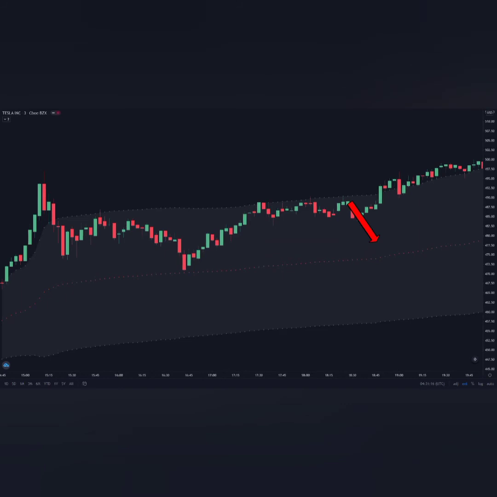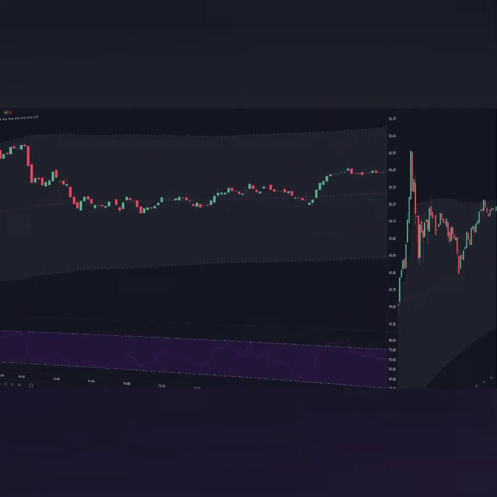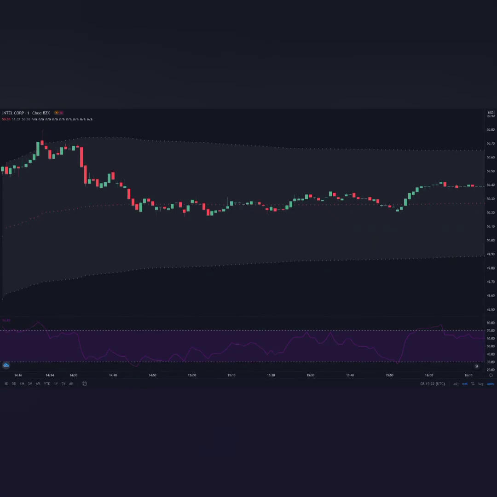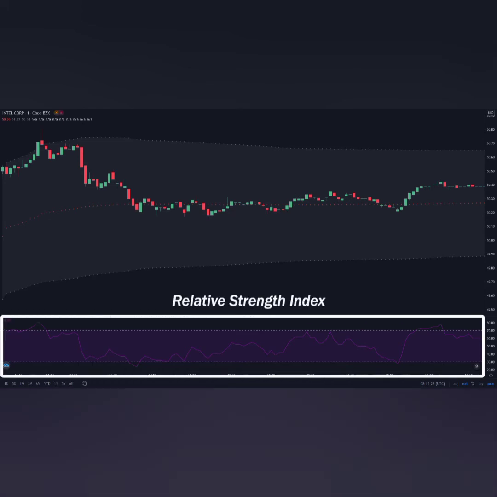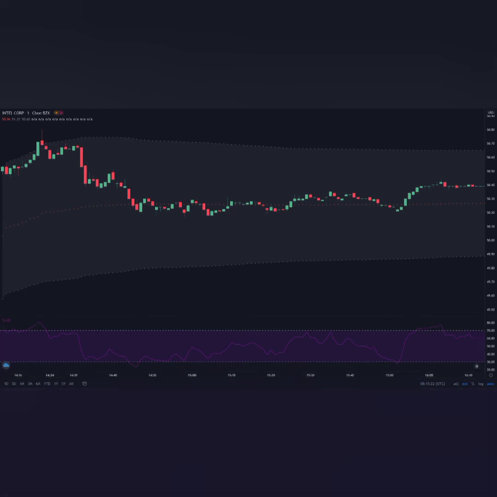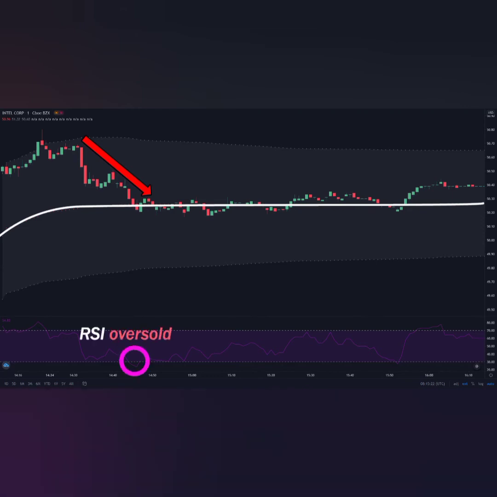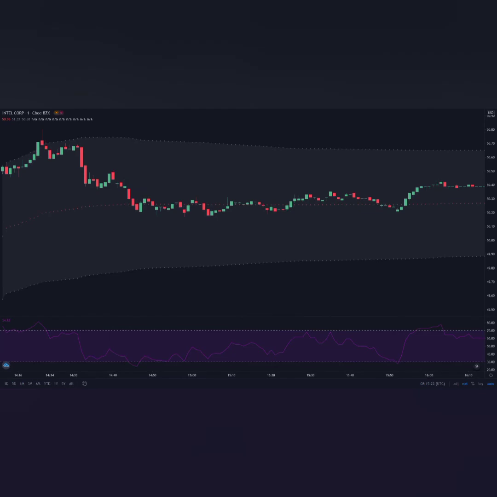Another way to utilize the VWAP to its maximum potential is by combining it with another indicator such as the RSI. So let's analyze this chart. You can see that there's a strong price movement downwards towards the VWAP middle line. You can also see that the RSI hits the oversold levels. But we don't yet know at this point that this is going to be a strong support.